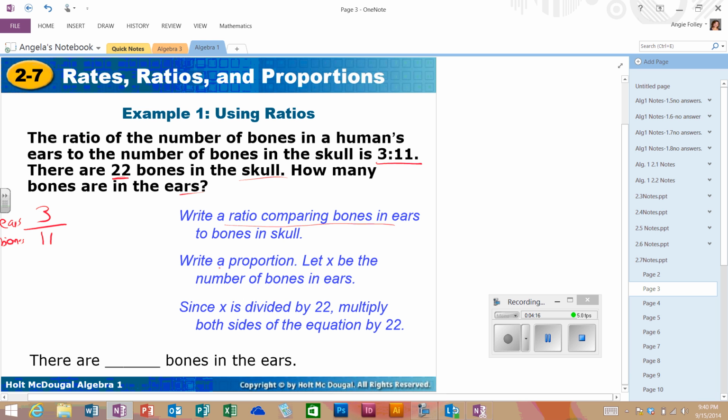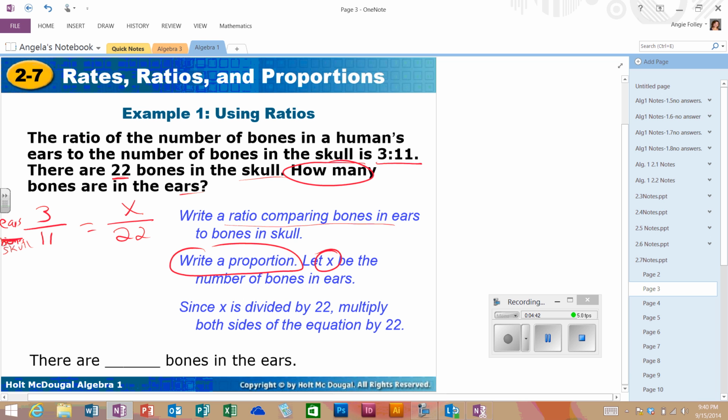Now, we need that to be equal to what else we know. We need another ratio here. If there are 22 bones in the skull, okay, 22 bones in the skull. I guess I should have written skull. I shouldn't have written bones there. 22 bones in the skull, how many are in the ears? Well, we're going to let x be how many are in the ears.